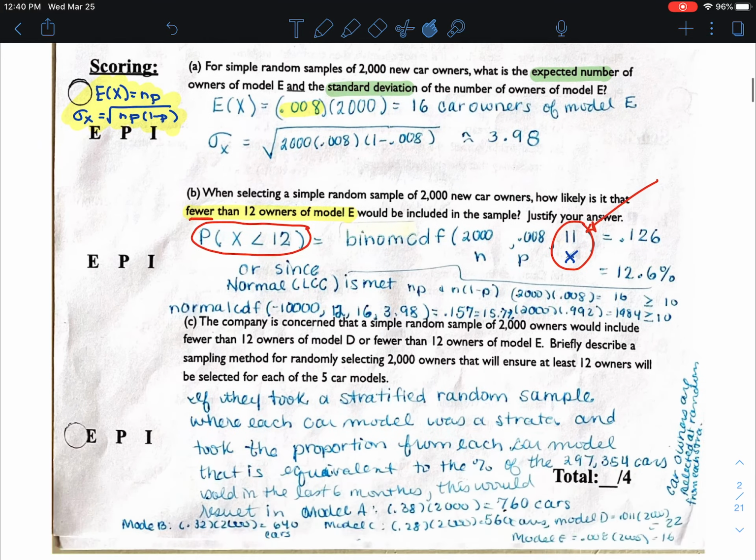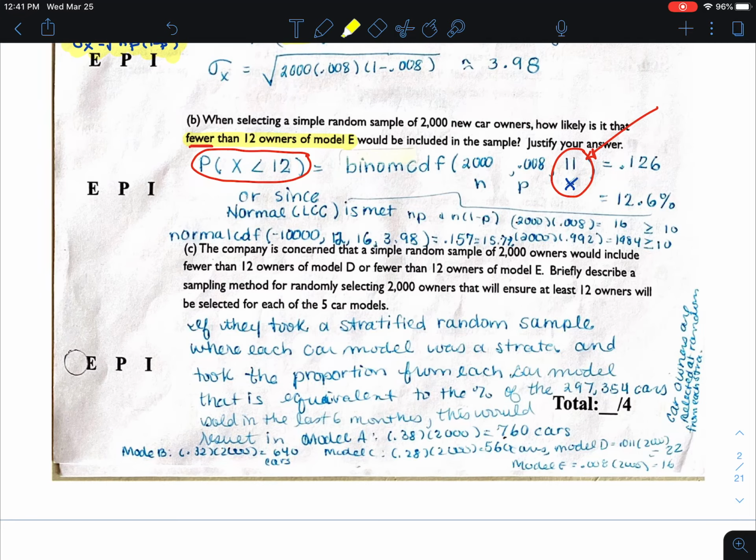Okay, and then down here at the bottom, it's asking if the company is concerned that a simple random sample of 2,000 car owners would possibly only include fewer than 12 owners of Model D and fewer than 12 owners of Model E. That's what their concern is. They're asking you to briefly describe some type of sampling method where you would pick 2,000 owners, and it would ensure that you would get at least 12 owners from each of the 5 car models.